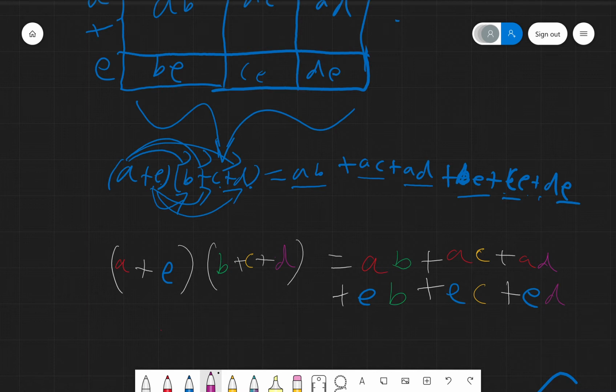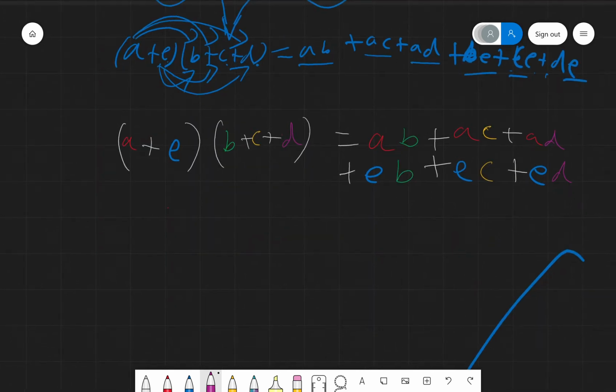So we have AB, AC, AD, EB, EC, ED. Cool, right? So now I'm going to prove that to you by just using the distributive property.